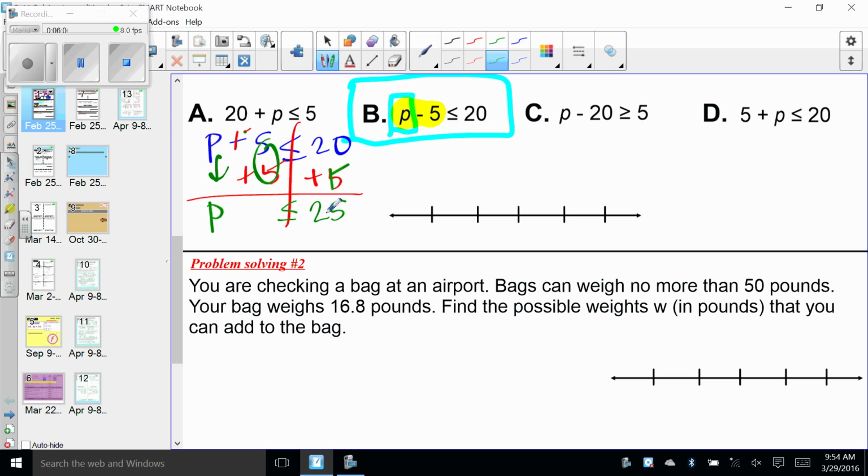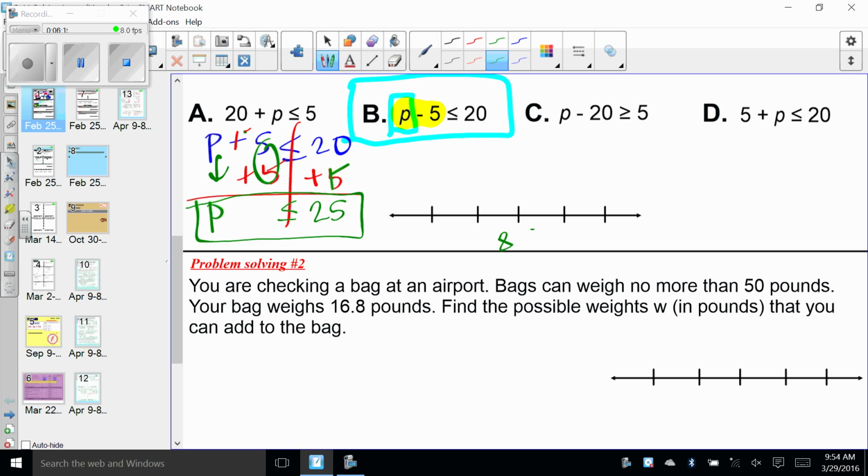$25. Now, the decision is, did I multiply or divide by a negative at all in the process? Because if I did, I'd have to flip that sign. I did not multiply or divide at all in this question, so I don't have to worry about that. So the greatest the price the shirt could be is $25 or less, because I have that $5 coupon.